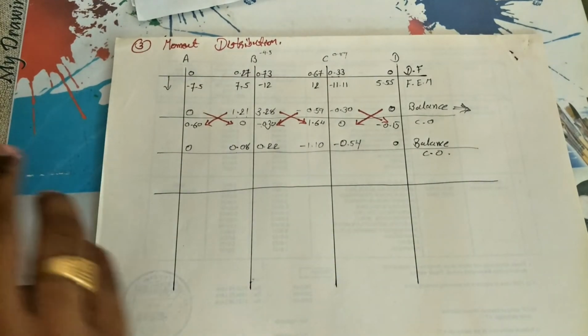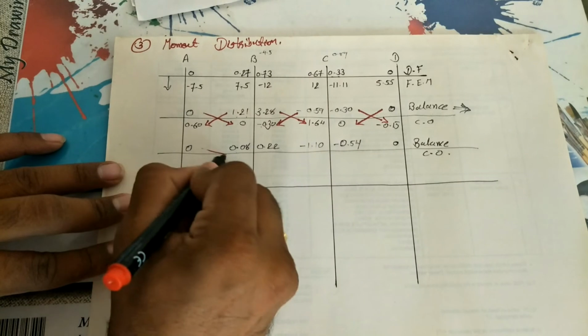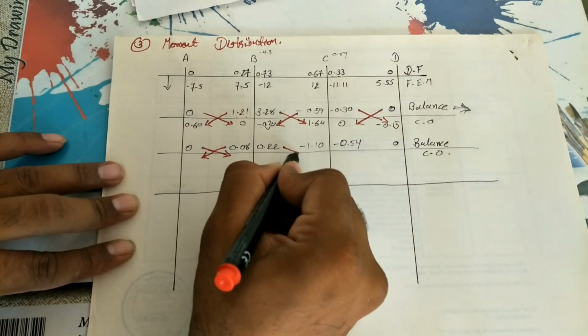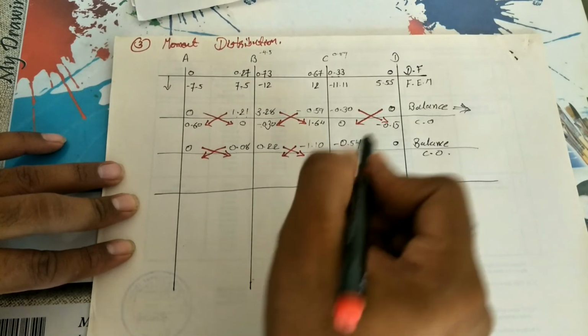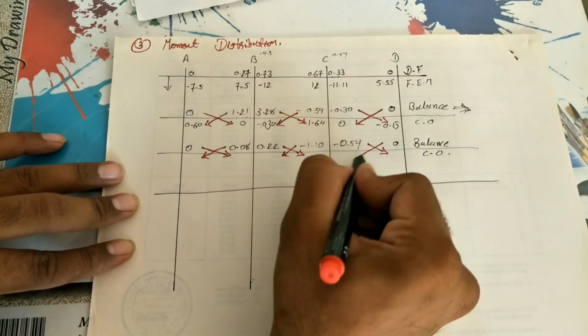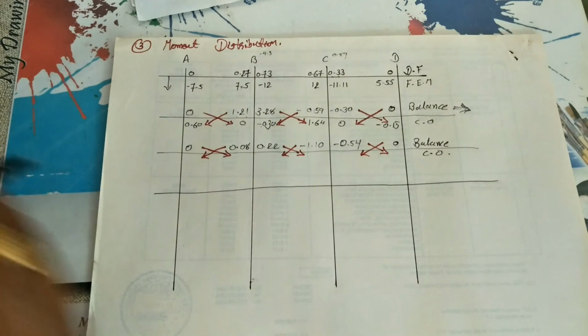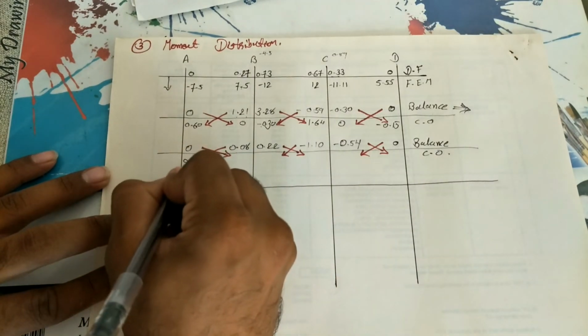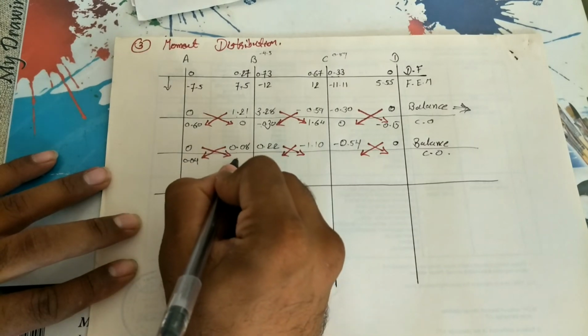Carry over again, a cross carry over. When your ends are fixed, you have to do a cross carry over like this and carry over the half value. So 0.08 divided by 2, that is 0.04. This answer is again 0.